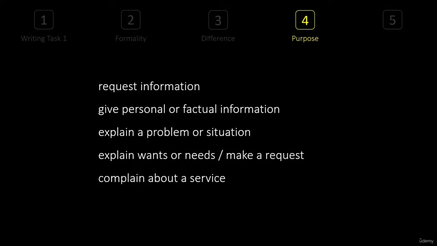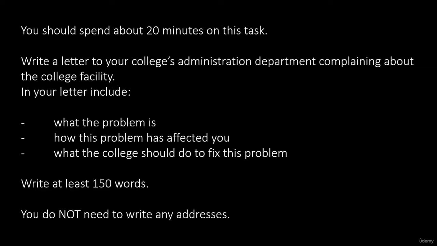Okay. Then we have complain about a service, not the situation, but complain about a service itself. Write a letter to your college administration department complaining about the college facility. This is about complaining about a service. The facilities you're getting is a service, right? So you discuss what is happening and what are the troubles you're having. You have to use a complaining tone. I can't believe this is what we received, whatever it is, right? So you say, I don't believe what we have here, and all the stuff.